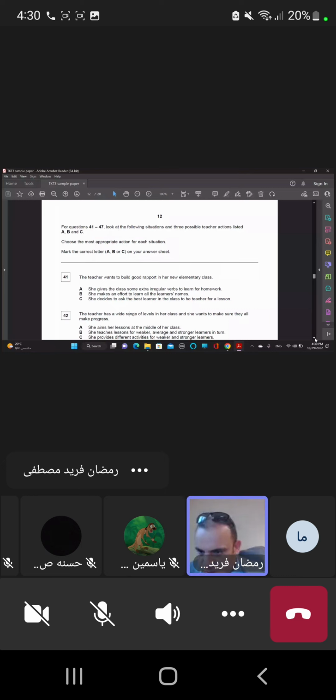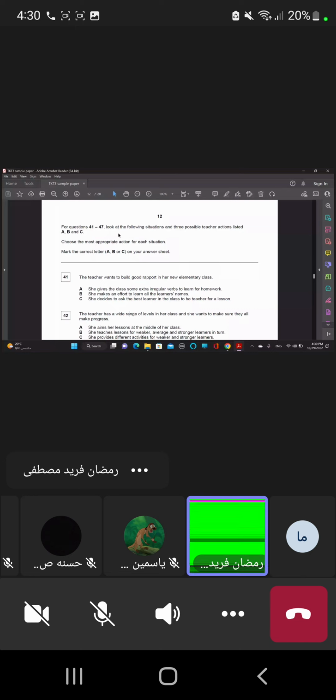Okay, so next. For questions 41 to 47, look at the following situation and three possible teacher actions listed A, B, and C. Choose the most appropriate action for each situation. Will we choose the appropriate action or the inappropriate action? The appropriate action, the most appropriate action.